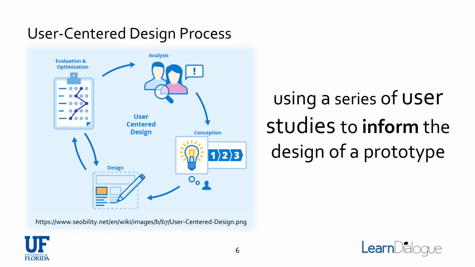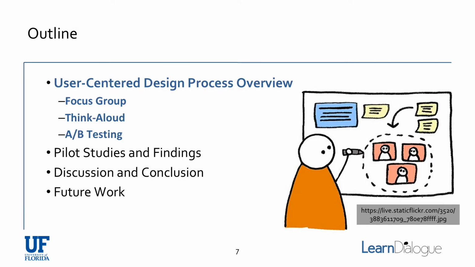To inform the design of the prototype, we ran a series of user studies. These studies followed a user-centered approach in order to better target the needs of the user. Specifically, we used think aloud sessions, focus groups, and A/B testing. To guide the rest of this talk, we will be following this outline. First, we will discuss overviews of the studies used in our user-centered approach. Afterwards, we will discuss the details and findings of these user studies. Then we will go over the discussion, conclusion, and future work. To begin, we will be describing the general scope of a focus group.